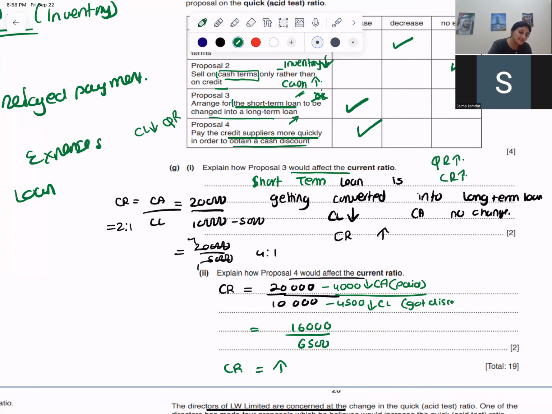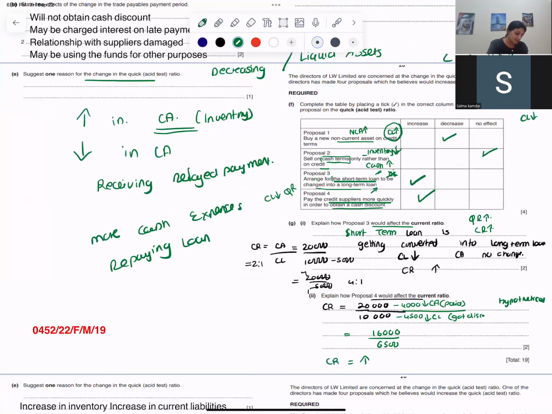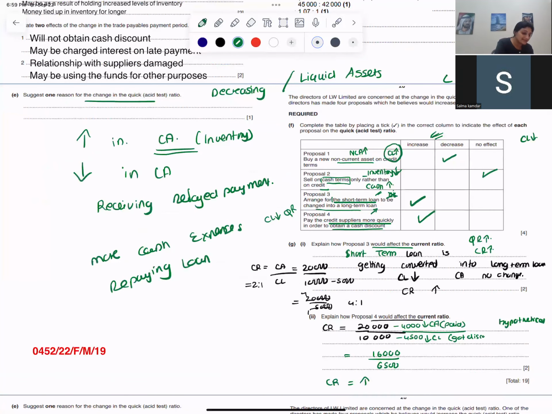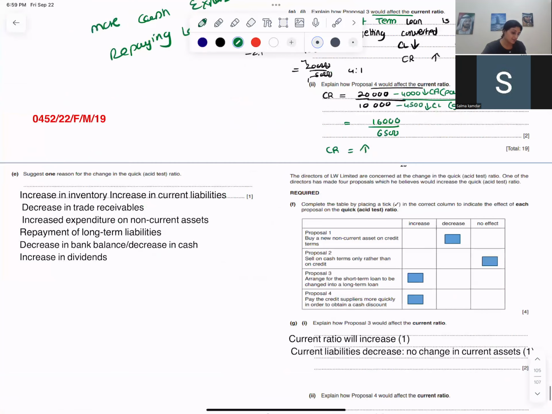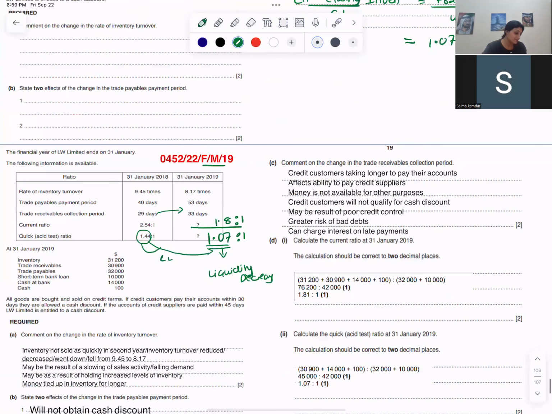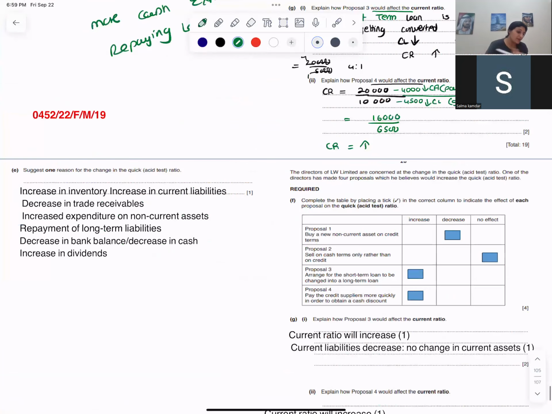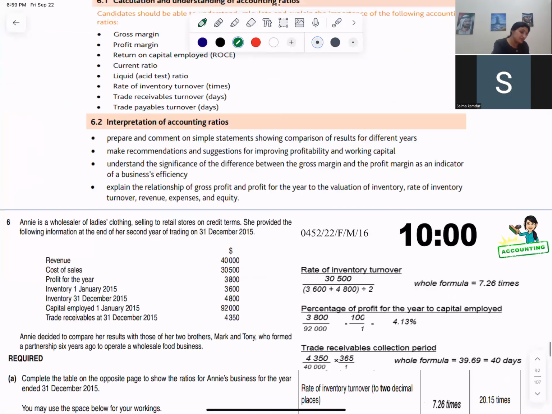You can always take a hypothetical example to see if the current ratio is increasing or decreasing. Even over here, you can try it with an example. So this is the question that was asked in March 2019 related to ratio. After this, you can try another question, which is March 2016 paper 22. It is related to Annie.